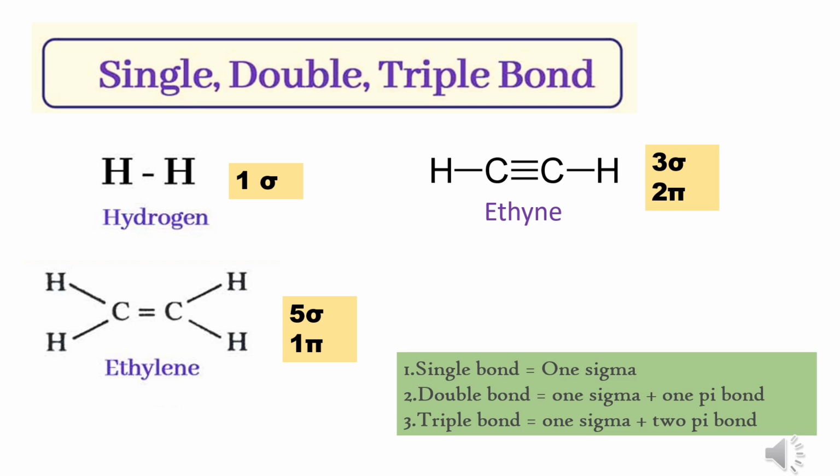And in the last case, ethyne, as I said earlier, there is a triple bond there. So a triple bond consists of one sigma and two pi bonds. So the total here, ethyne has 3 sigma bonds and 2 pi bonds.